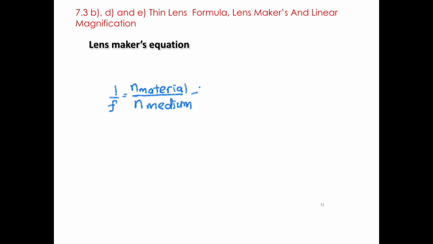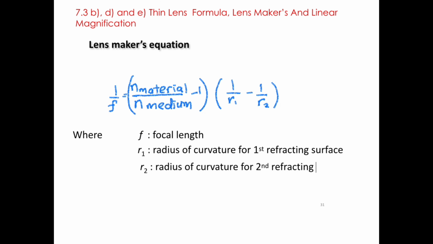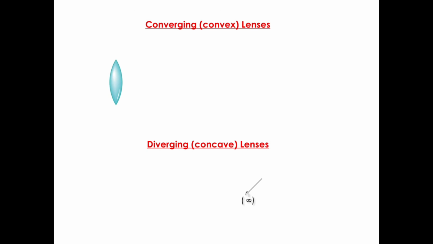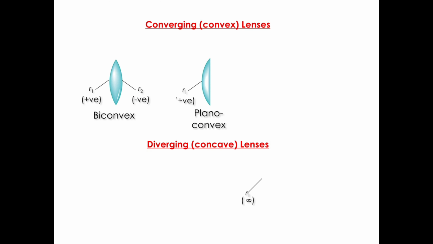Okay, this is the last one, the lens maker equation, where 1 over f equals n material over n medium minus 1, times 1 over r1 minus 1 over r2, where r1 is the radius of curvature for the first refracting surface and r2 is the radius of curvature for the second refracting surface. So we have two types of lens, which are converging and diverging. So you need to know the types of the converging lens and the diverging lens.